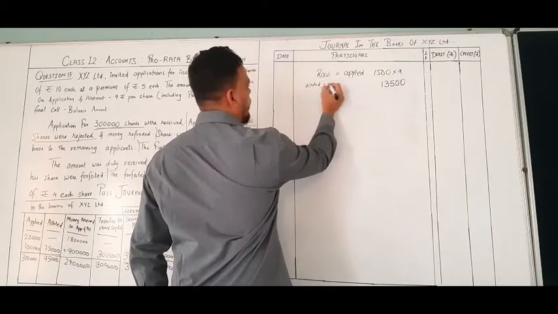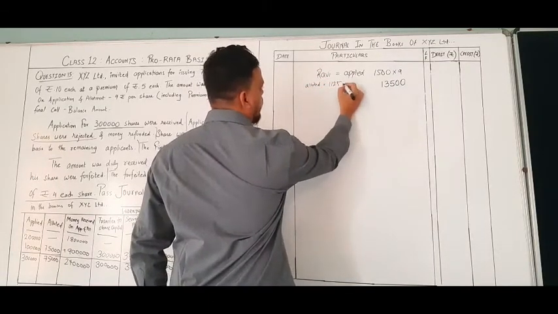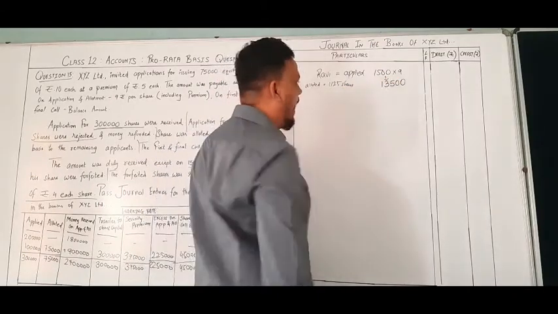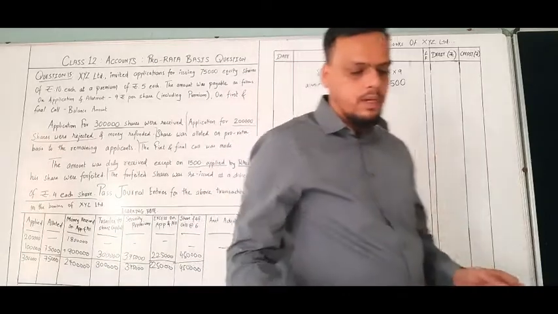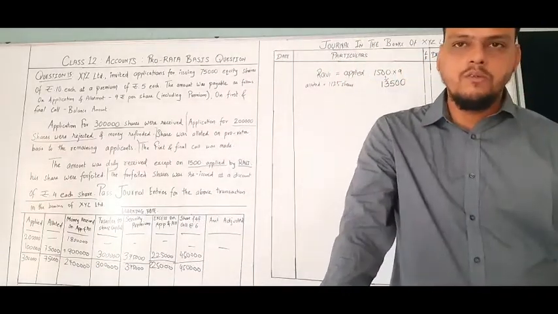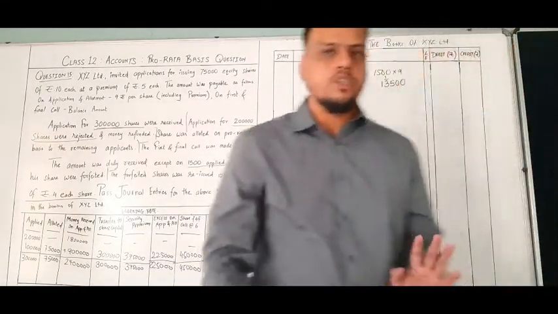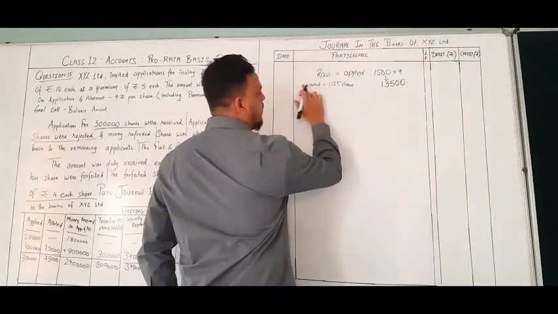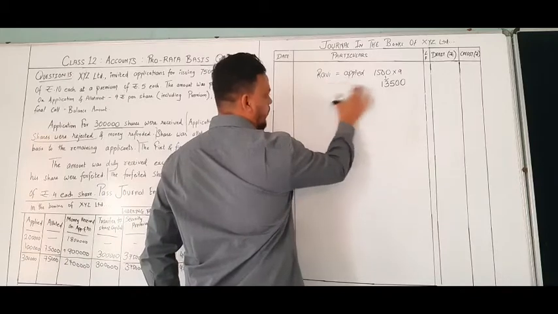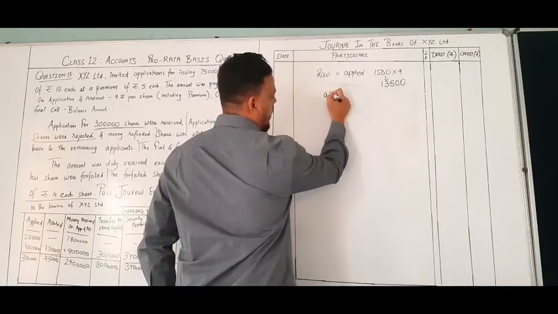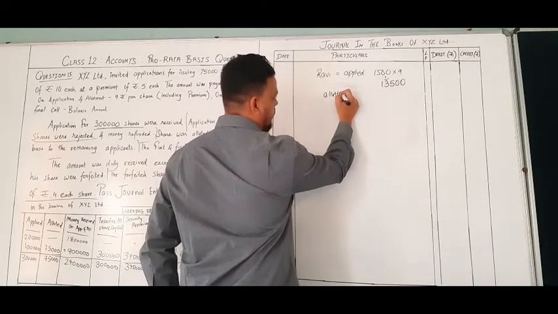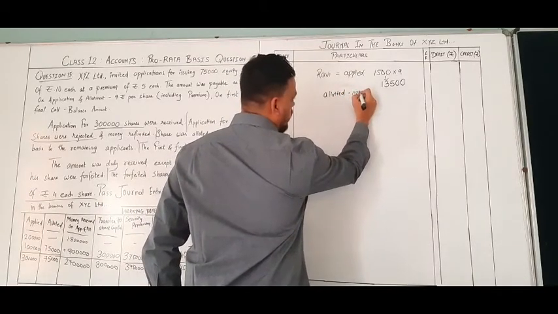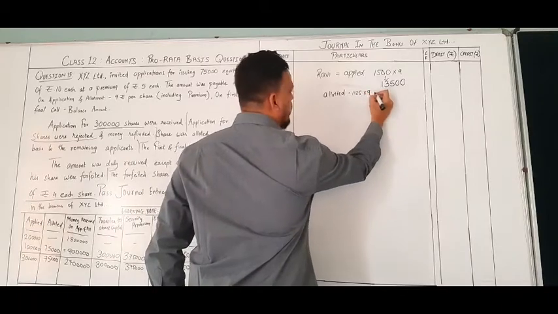Allotted 1125 shares. This amount is based on application. The application money has been received by the organization. Now, what I will do, I will make this official on allotment. The application has been allotted as 1125 multiplied by 9.